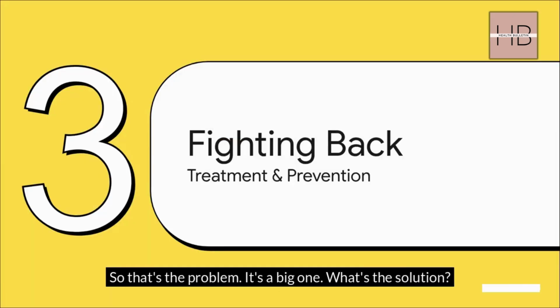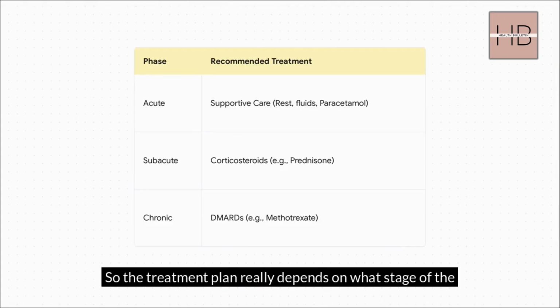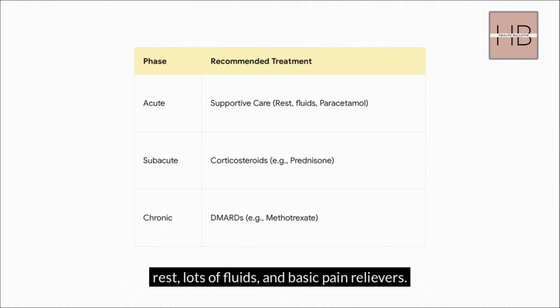Okay, so that's the problem. It's a big one. What's the solution? Let's talk about how we're actually fighting back against this bending sickness. All right, so the treatment plan really depends on what stage of the illness you're in. In that first acute phase, it's mostly supportive care. Rest, lots of fluids, and basic pain relievers.